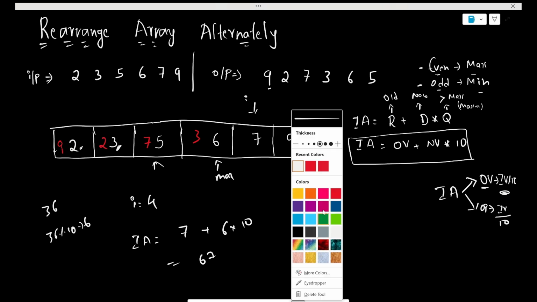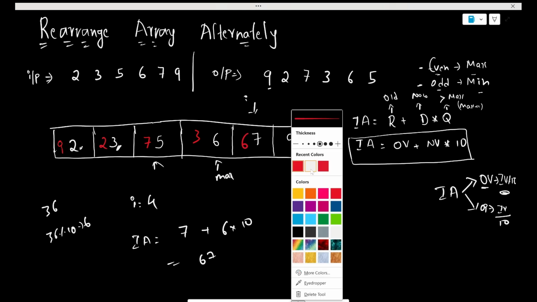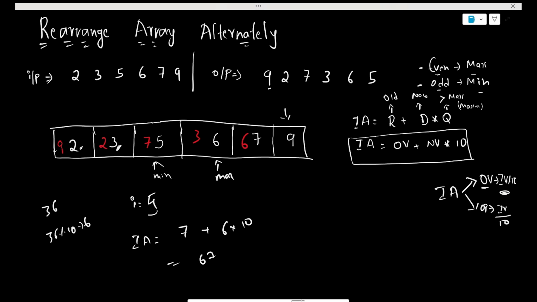So update I, 67, and after that I is incremented, and I value becomes 5, and now here max is used, so max updates and max comes here. That's it. And after that calculate the intermediate value.